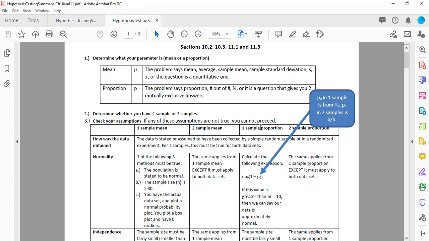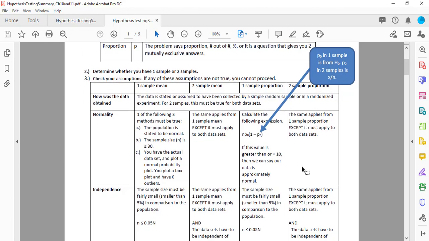If you have a proportion problem, the way you check for normality is n times p times 1 minus p. And if that value is greater than or equal to 10, then we can say the shape of our distribution is approximately normal. If you're working with the two sample proportion problem, you're using the actual proportions. So you'll do one for the first group, you'll do one for the second group, and the proportions you're using are the sample proportions. So that's the difference between these two.